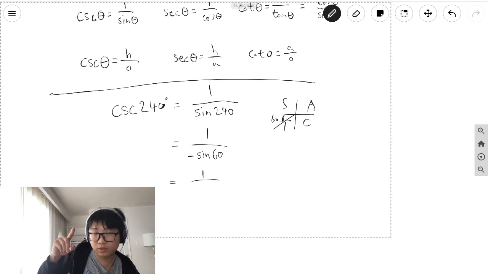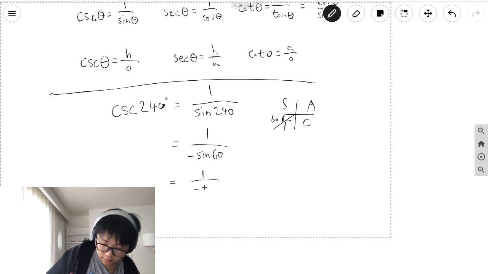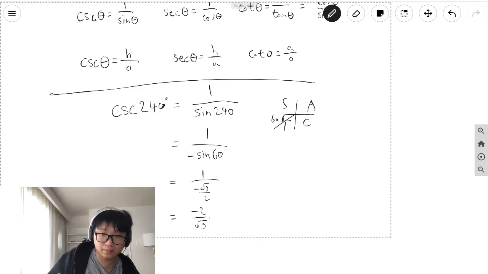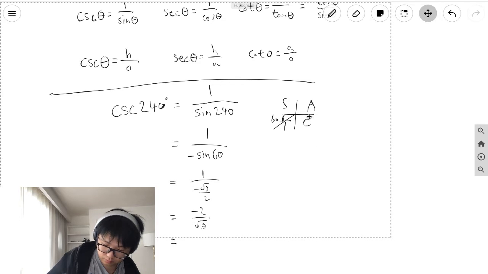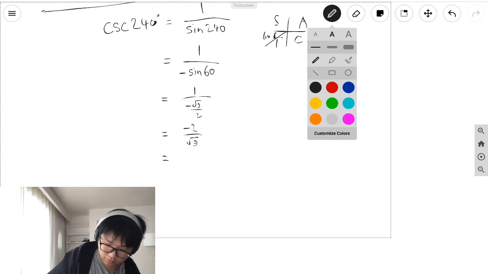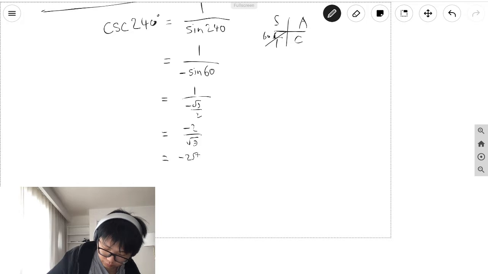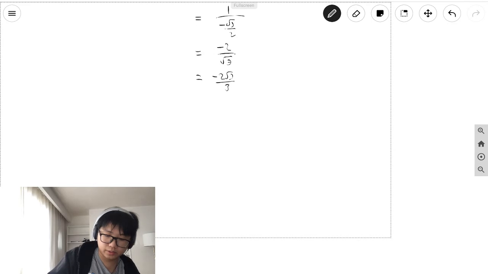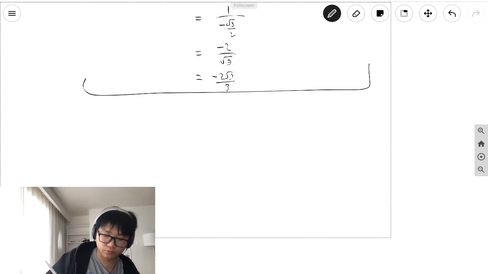So wait, you said it was root 3 over 2, right? Negative root 3 over 2. Yeah, so it's going to be negative 2 over root 3, but you know, to rationalize, negative 2 root 3 over 3. All right, that brings us to the break, but if you finish your break a little earlier, feel free to work on this one.